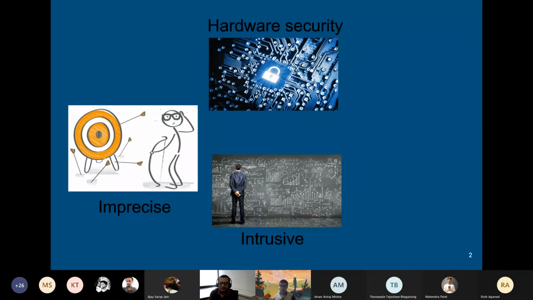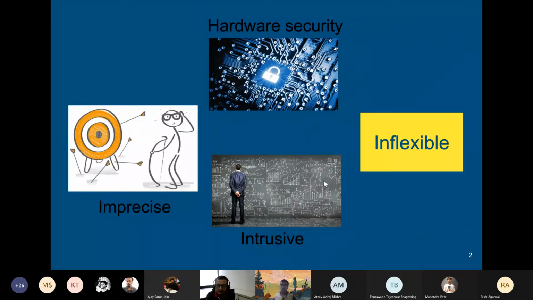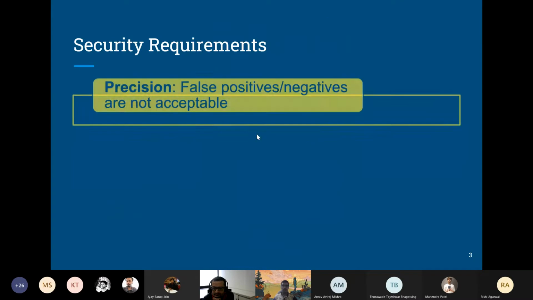Okay, so these features are imprecise because of false positives and so on. Yes, correct. And some of the required security features are intrusive, so they need extremely complicated changes in the hardware to make it secure. And they are inflexible. For example, you might prevent one attack, but to prevent another attack, you might have to undo the features that you had originally put in. So these are the issues with security features in hardware.